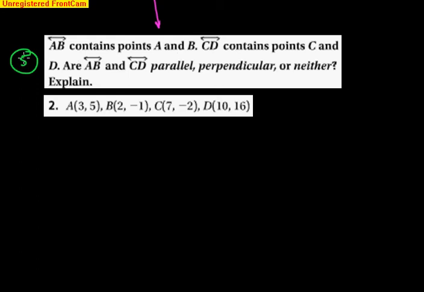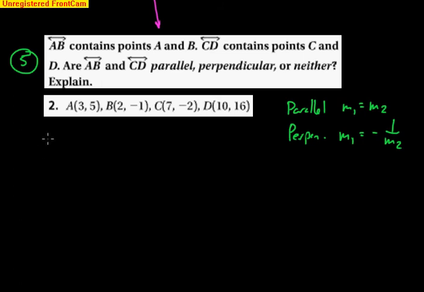Okay, problem 5. It says, line AB contains A and B, line CD contains C and D. Are lines AB or CD parallel, perpendicular, or neither, and explain. So we need to remember a couple things, okay? Parallel means my slopes are equal. Perpendicular means my slopes are opposite reciprocals, and then neither is if one of those doesn't work. So we need to figure out what are the slopes of lines AB and CD.